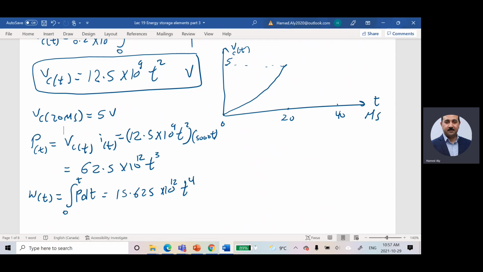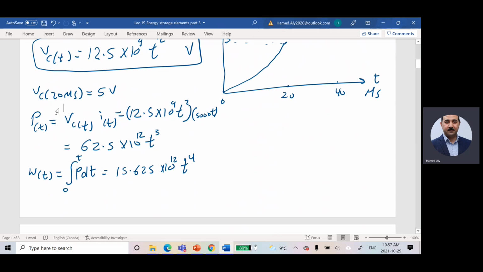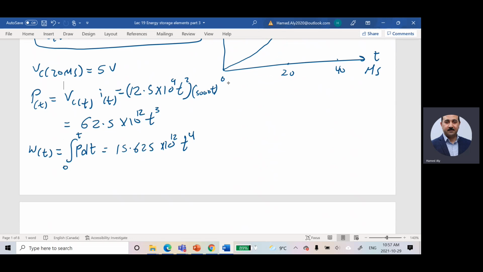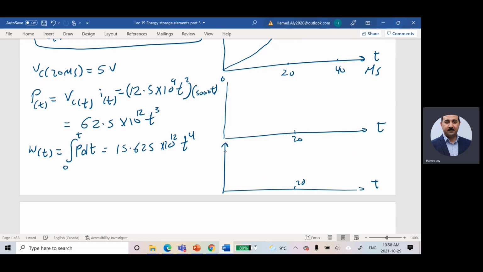This is in case you are talking about the power and the energy in that period, which is from 0 to 20. Then if you would like to draw these two curves, this is T. And if you would like to draw the energy as well, you will find that this guy is representing the energy. This is 20 and this is 20. This guy is the energy W of T. And this guy is representing the power P of T.